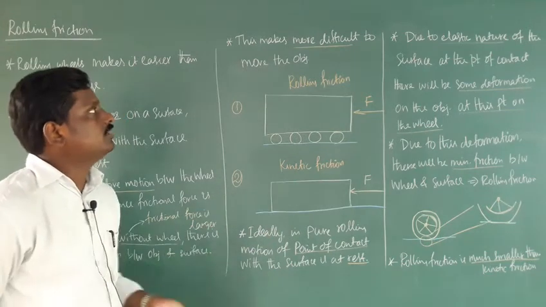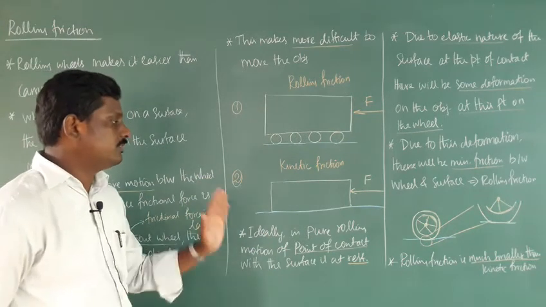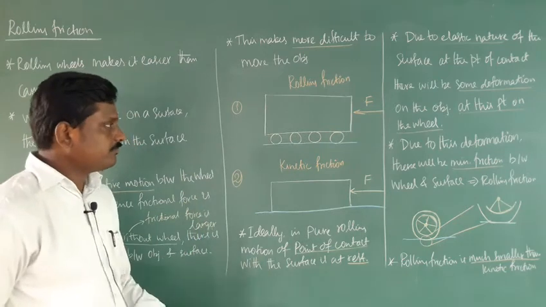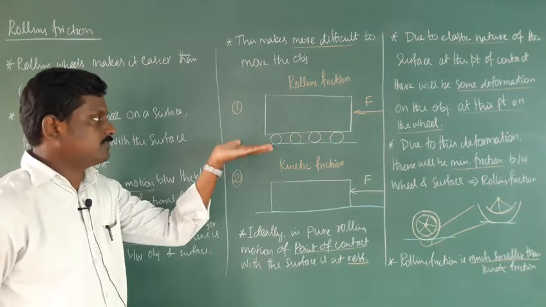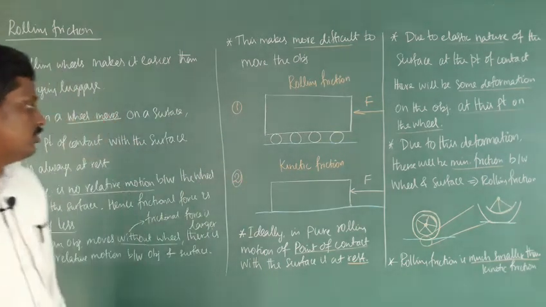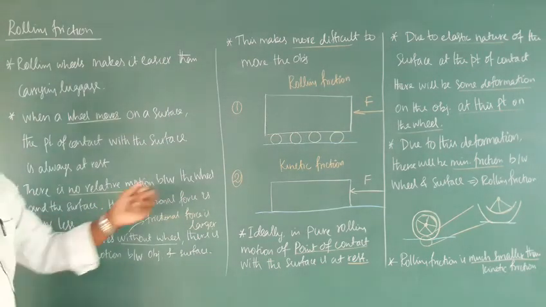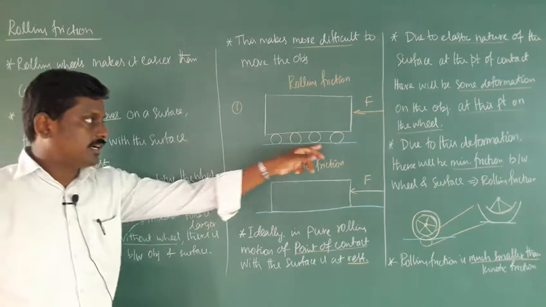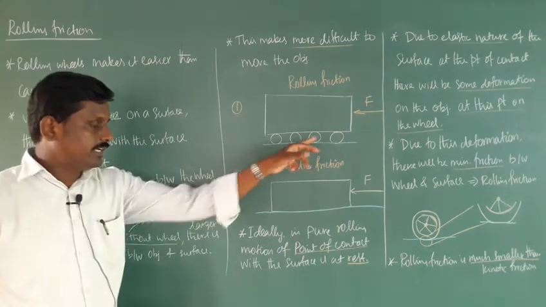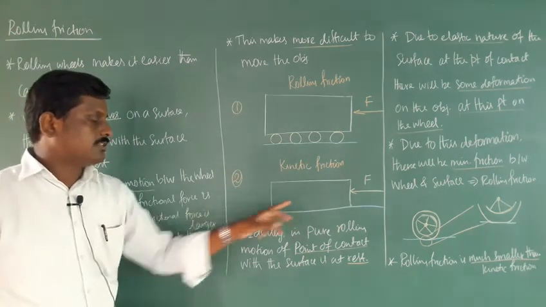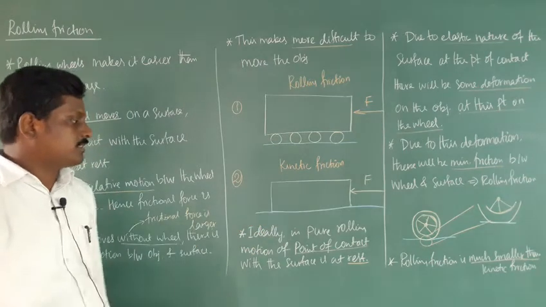Due to this reason, it is more difficult to move an object by sliding than if the object is moved with wheels. With wheels, the frictional force is less because of the small point of contact. In sliding, the contact area is large, so the frictional force is also large.